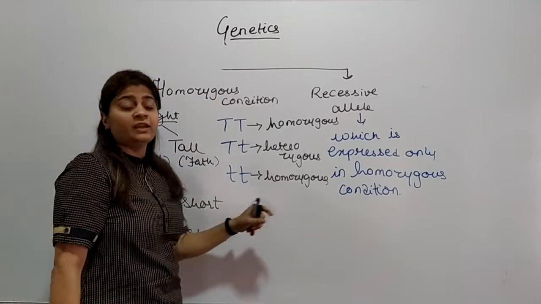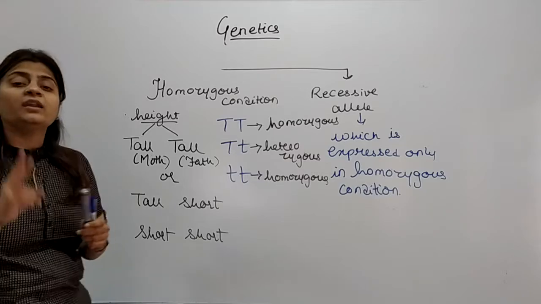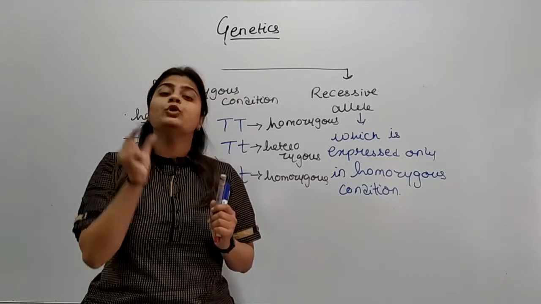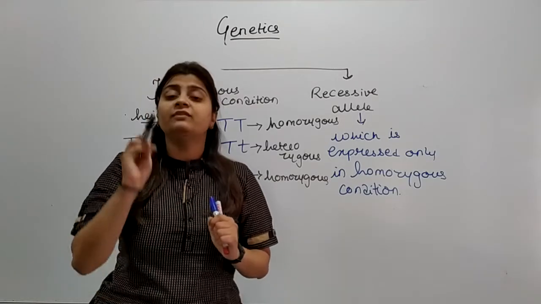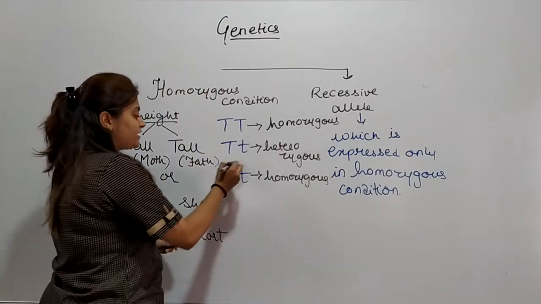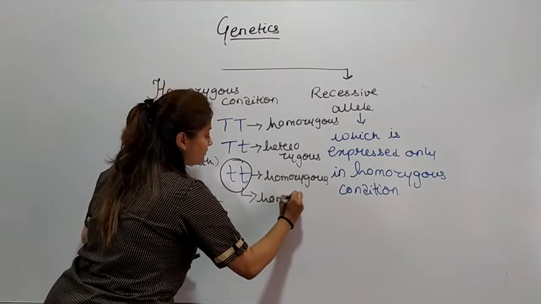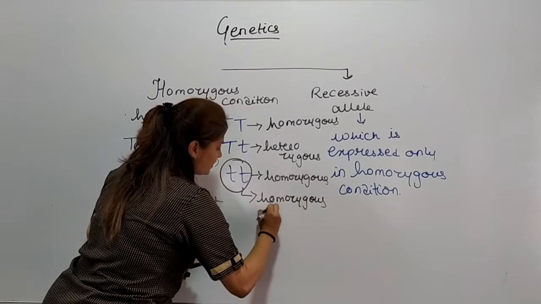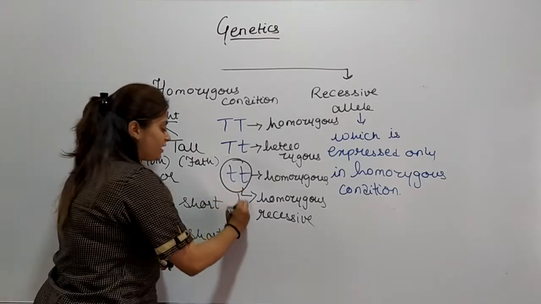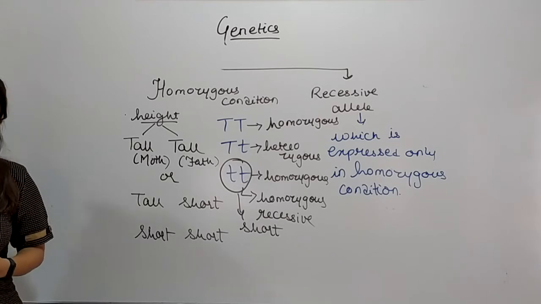Coming to recessive allele. Recessive allele is expressed only in homozygous condition. That means when both the chromosomes, from the pair of homologous chromosomes, are having the same allele for a recessive character, then and only then it will be expressed. This is homozygous recessive condition. So when there is this condition, the character which will be seen will be short. That is, the height will be short.